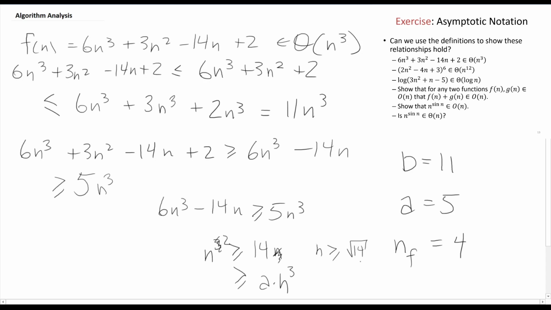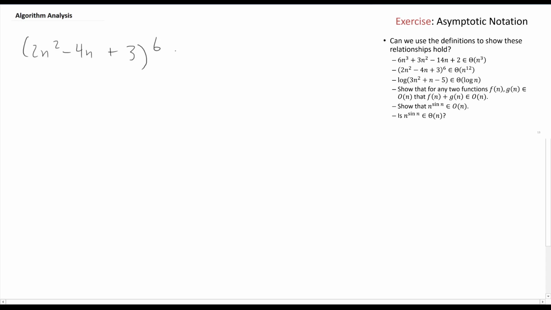4 being greater than the square root of 14. Now remember, on the first proof, our upper bound, we also need to pick an nf. In that case, we said it worked for all positive n. So since the upper bound works for all n that are positive, the lower bound is more restrictive. It says it only works if we're greater than or equal to 4. I'm going to pick the maximum of those two, nf equals 4. So these will be the values that we would use in our final proof.